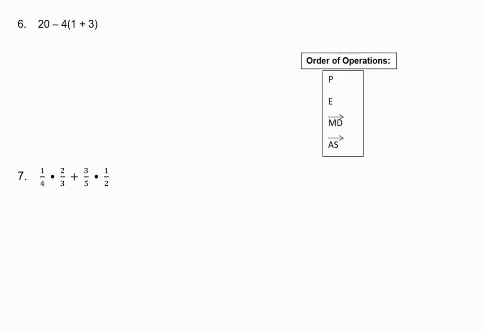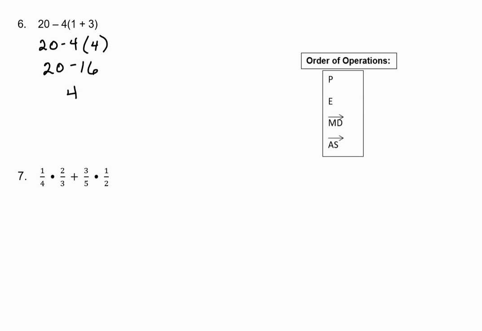Okay, problem number 6, again, we are going to start with our PE, if there's parentheses in here or any other type of grouping symbol. And there is parentheses here, 1 plus 3 is inside those parentheses. So I'm going to bring the first part of this problem straight down. And what is inside those parentheses is going to give me 4. So now I look for exponents. There are no exponents. And I'm going to do my multiplication and division next. So I have 4 times 4. That's 16, and then subtract, and I get 4 for my final answer.